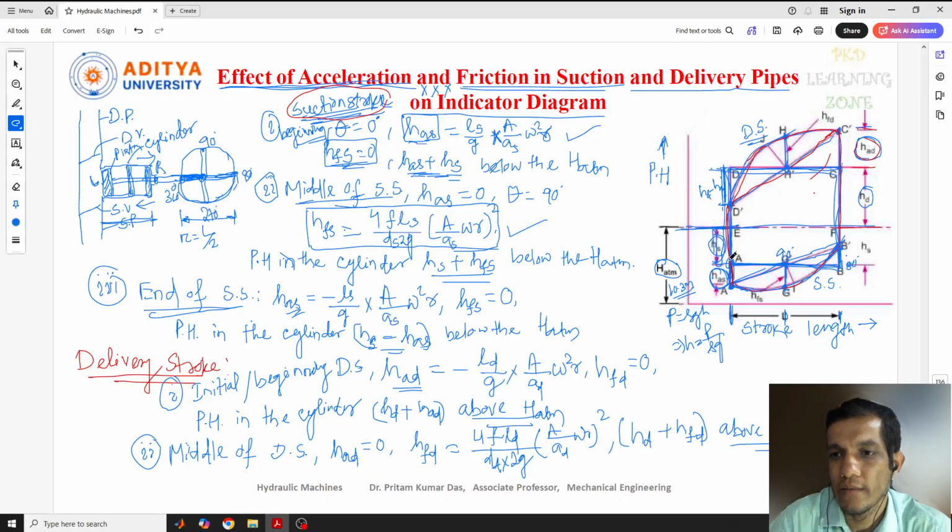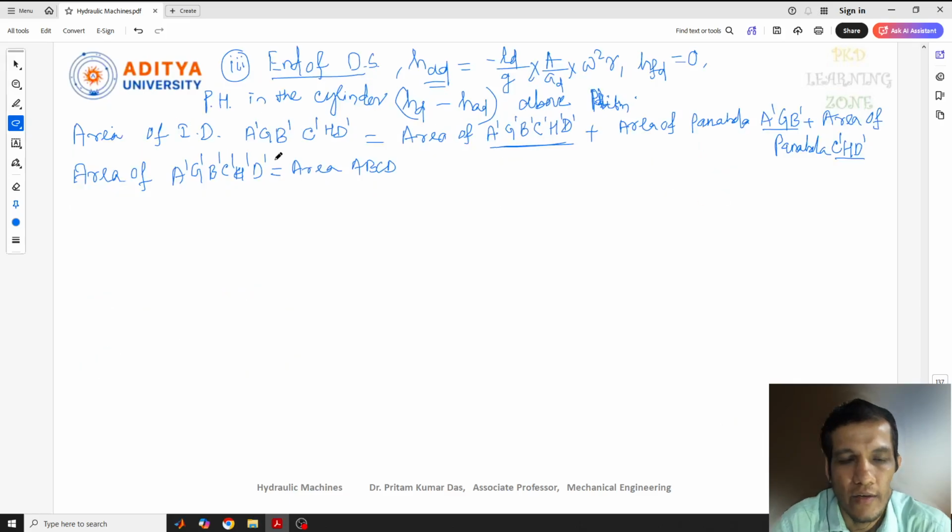So the ABCD area is nothing but just what we have tilted because of the friction and this acceleration. So we can write this one. On behalf of the area of ABCD, what can we write? This is nothing but the distance of suction head to delivery head into the stroke length, that is L. So this is the area of this. Now similarly, we'll go for the area of the parabola.